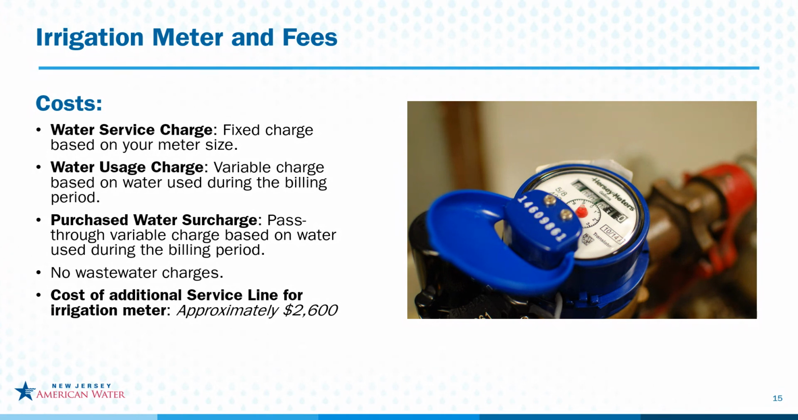So if a customer chooses to install an irrigation meter, a second line would be required at the customer's address. And this means that the customer would be responsible to construct that line from the house to the curb stop, which is where it would tie into New Jersey American Water's water line. So to tap into the water line for a second line, it's approximately $2,600. And the customer would also be responsible for this tap fee.